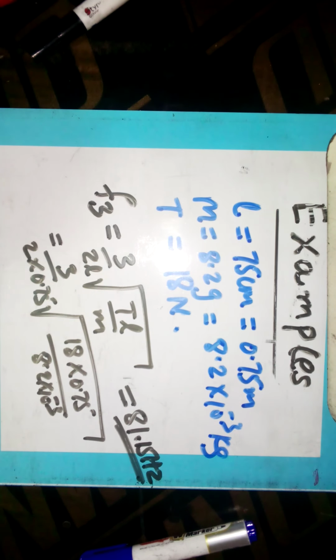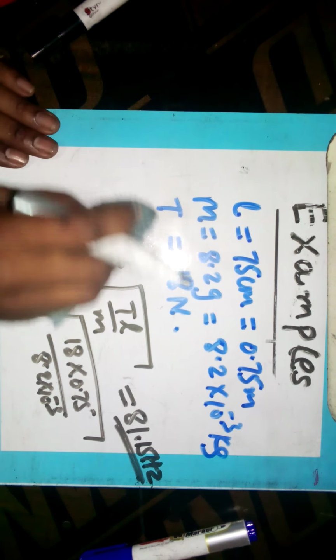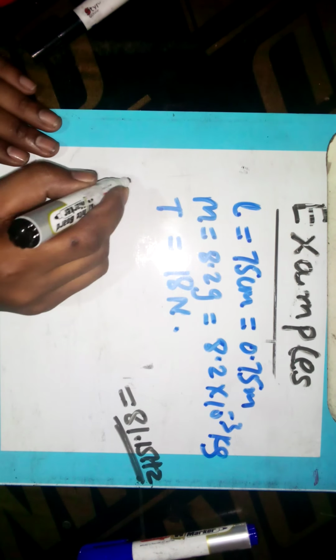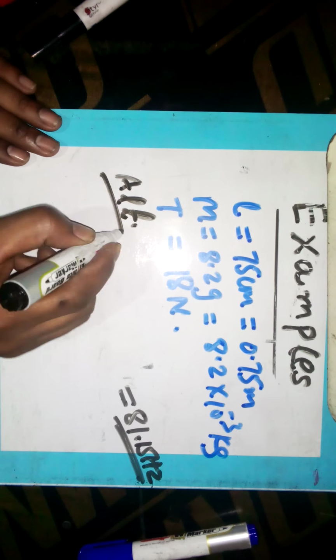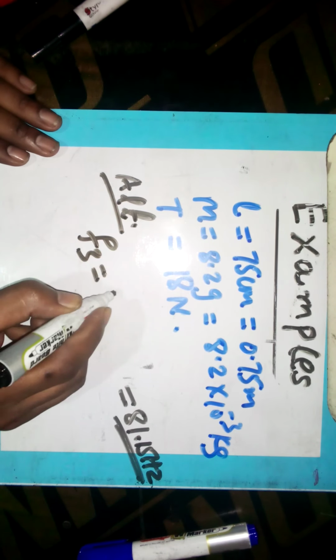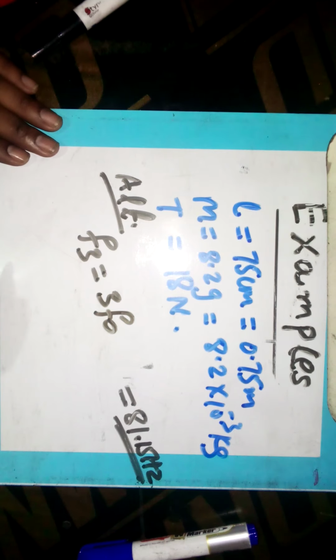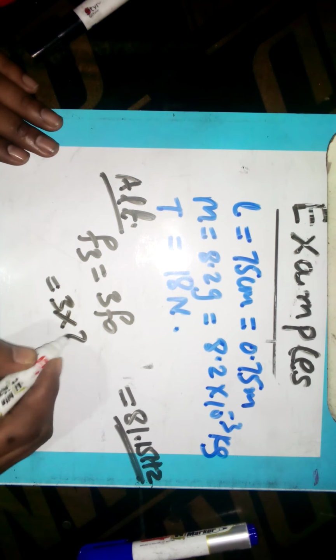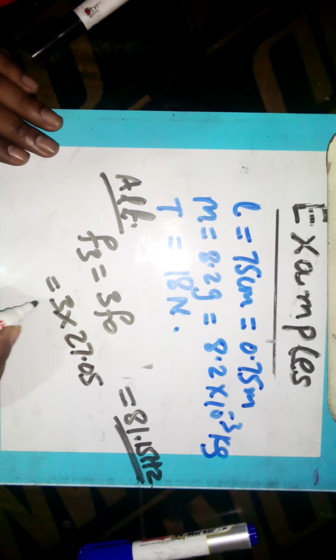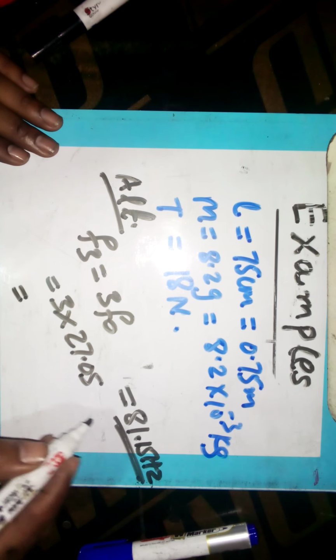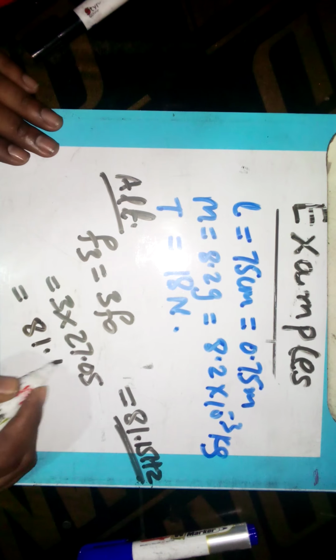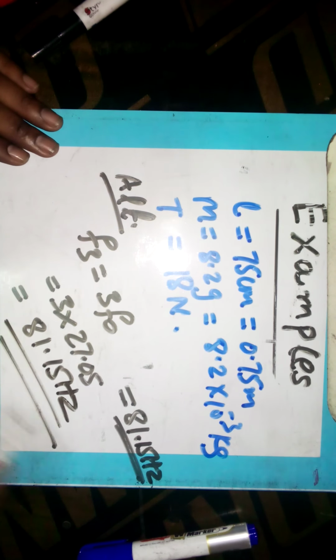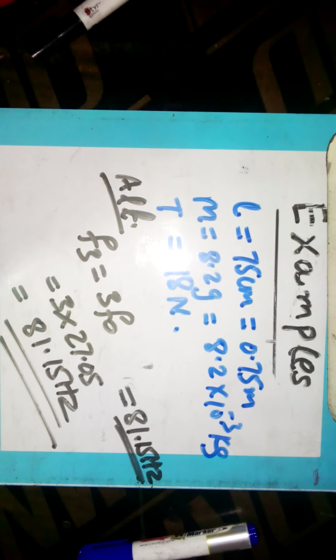But we also have an alternative way of calculating the third harmonic. You recall that F3 is 3 times F naught. I think you remember this. Therefore, what is F naught? F naught is 27.05. 3 times 27.05 is 81.15 Hz. Therefore, whether you use the formula or the alternative, you're going to get the same answer.